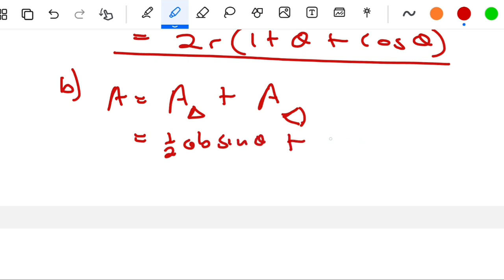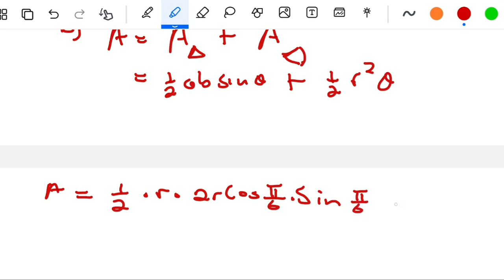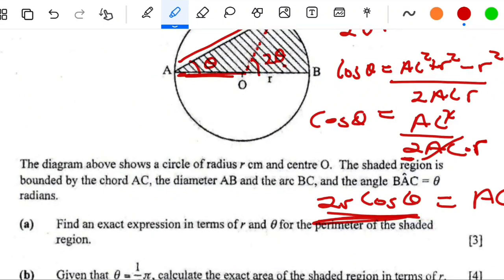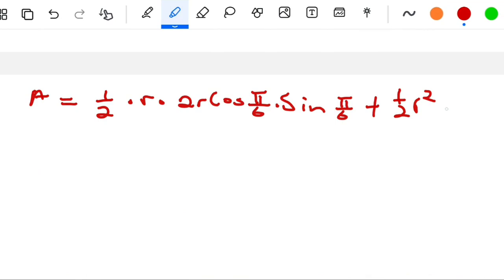half r squared theta. So our area is going to be half. Our a is r, our b is AC, which is 2r cos theta. Theta is pi over 6. Then sine theta, our theta is pi over 6, plus half r squared. Then our theta for this case is theta for the sector, which is 2 theta there. So it means here we've got 2 theta, which is 2 times pi over 6. Then let's simplify all that.